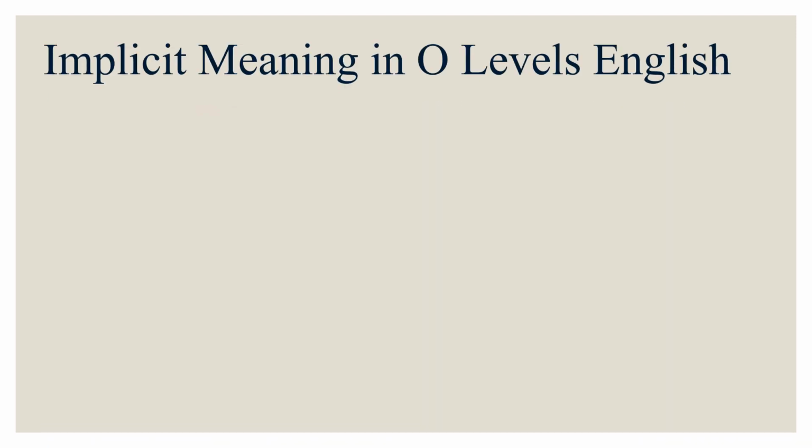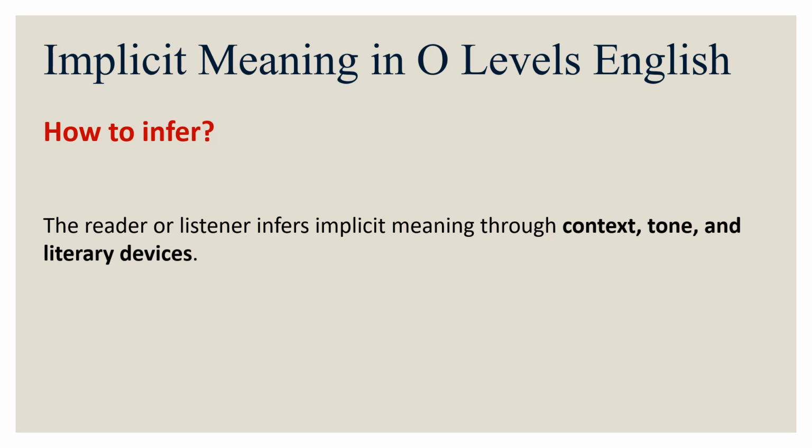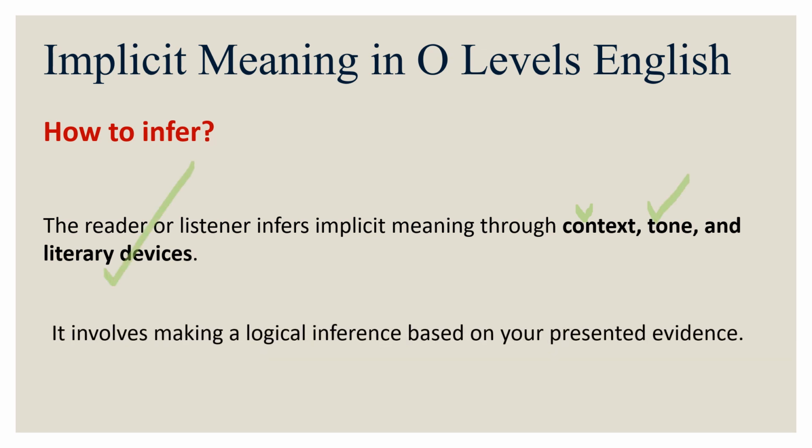Now the question is how to infer the implicit meaning. For finding the implicit meaning, we have to see the context of the text. We have to see what the tone is and what literary devices are used in the text. It is quite important that it involves making logical inferences based on the evidence present.